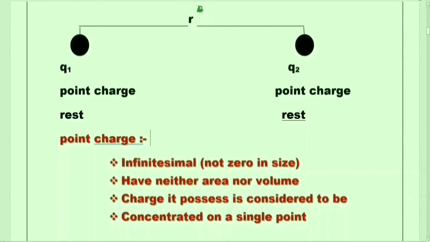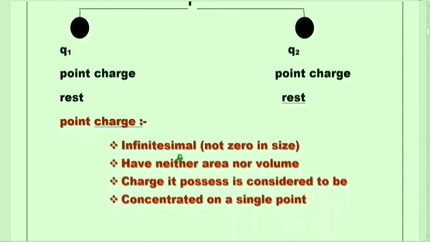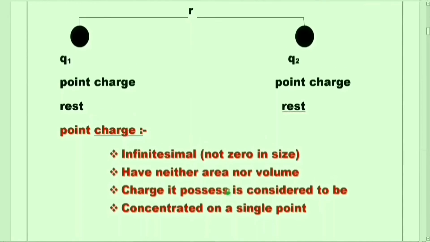Students, you all know that point charges are infinitesimal, that is, they have neither area nor volume. The charge it possesses is considered to be concentrated at a single point. Okay, I will repeat here. The point charges are infinitesimal. They have neither area nor volume and the charge it possesses is considered to be concentrated at a single point.